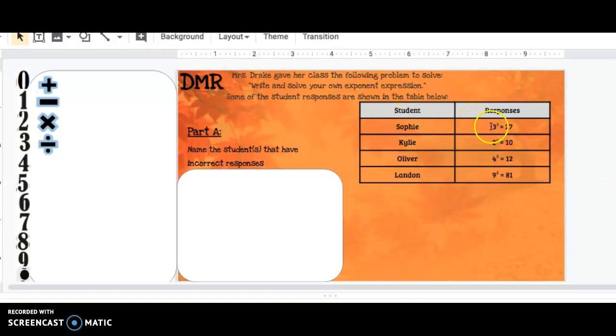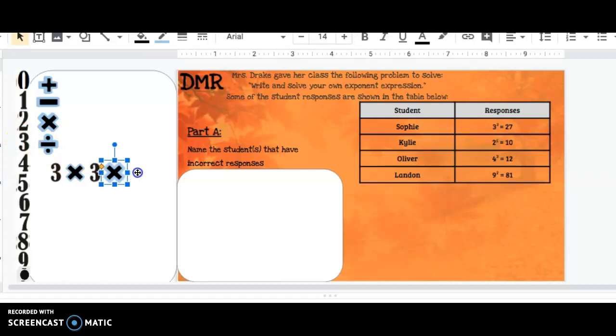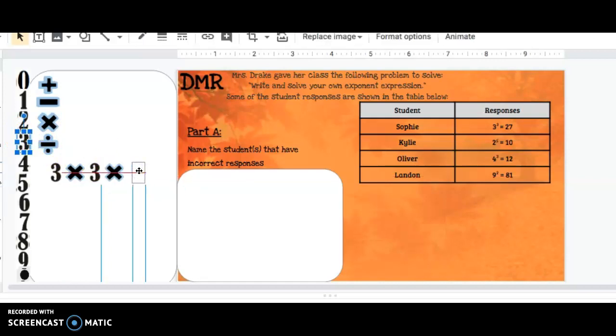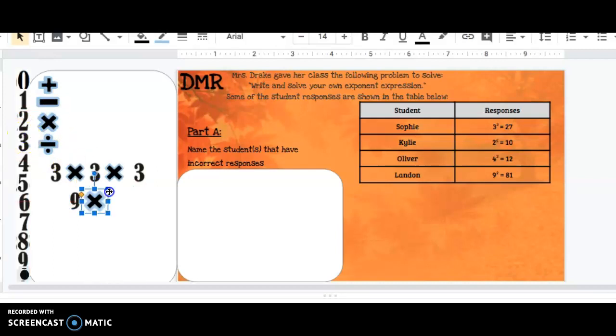Sophie created 3 to the third power, 3 cubed. So 3 cubed, or 3 to the third power, means we are doing 3 times 3 times 3. So I'm going to put that down. I have 3 times 3 times 3. And I know that 3 times 3 is 9. Then I still have this times 3 that I haven't touched, so I need to bring that down. So times 3.